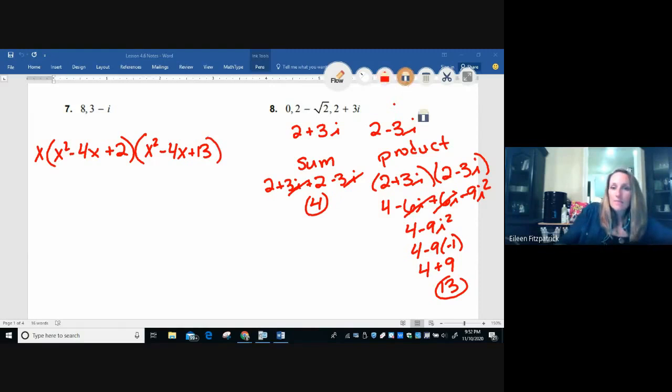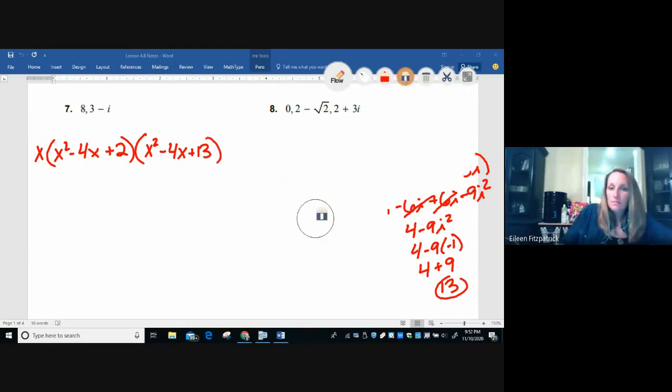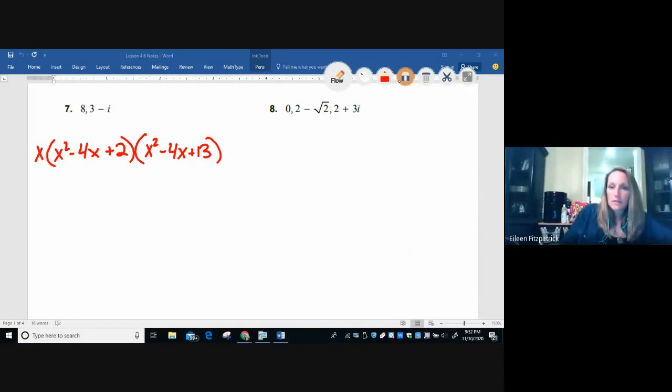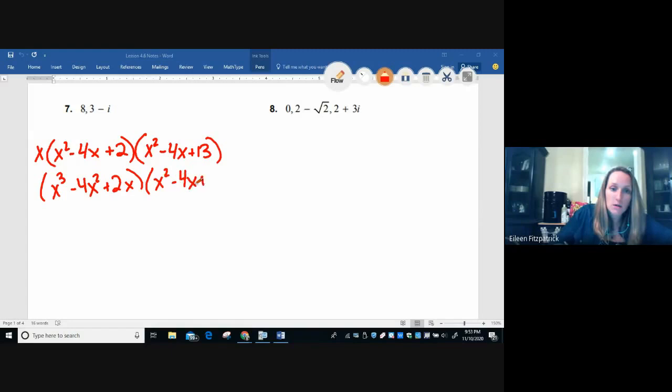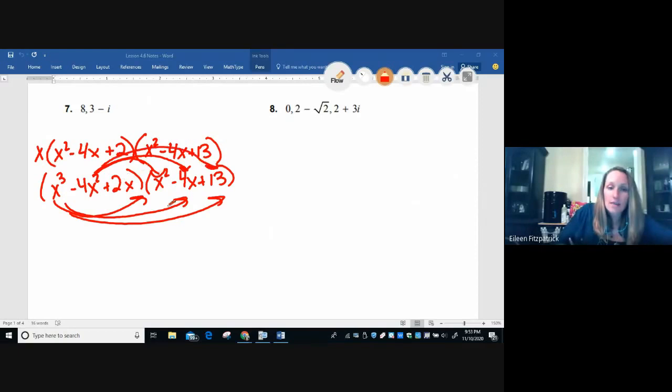All right, the last step for this problem is to multiply it all together. I'm first going to distribute the x in, so I'm going to have x cubed plus 4x squared plus 2x, and I'm multiplying with x squared minus 4x plus 13. I have to distribute x cubed to all three terms, then a -4x squared to all three terms, and then finally a 2x as well.